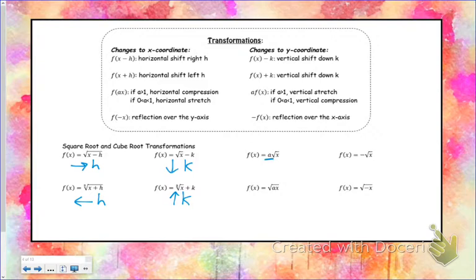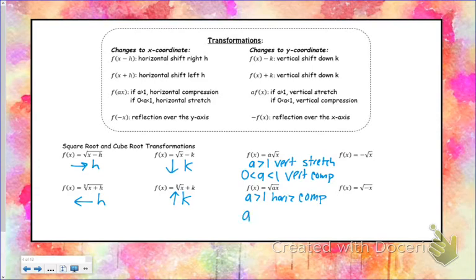All right, again, outside is going to be vertical. So if a is greater than 1, then that is a vertical stretch. If a is in between 0 and 1, then that is a vertical compression. That will affect our y-coordinates. If it's inside, again, it's backwards. So this is still a stretch or compression, but if it is greater than 1, that is a horizontal compression.